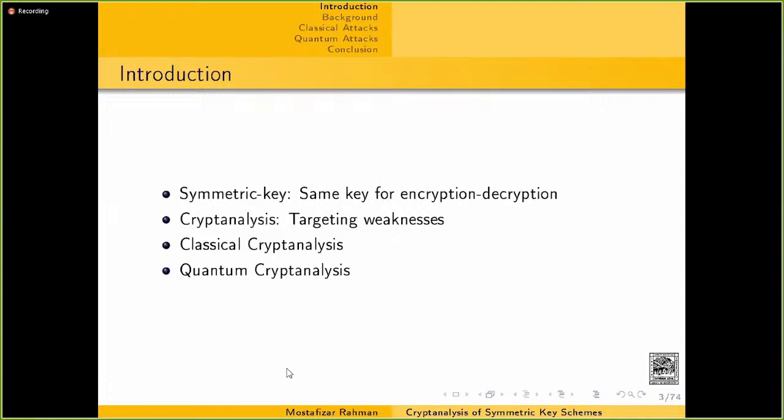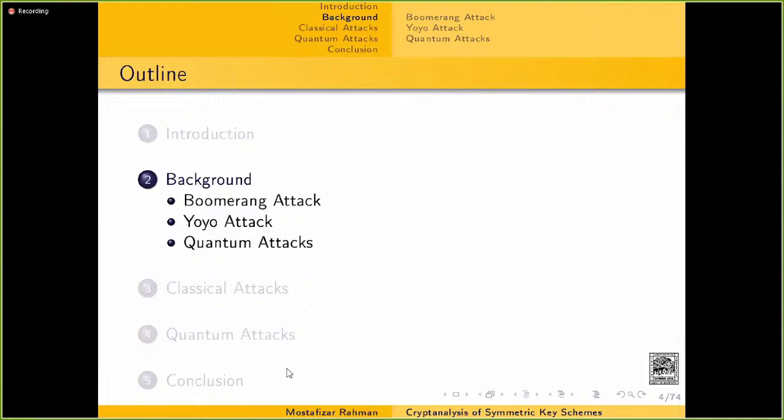And in this thesis, while doing the cryptanalysis, we have considered both classical algorithms and quantum algorithms. We'll talk about the classical algorithms first, and then we will move towards quantum cryptanalysis. In the background, the classical attacks considered are the boomerang attack and the yo-yo attack. And then the quantum attacks are Grover's algorithm and Simon's algorithm.